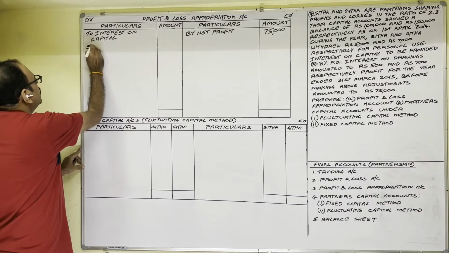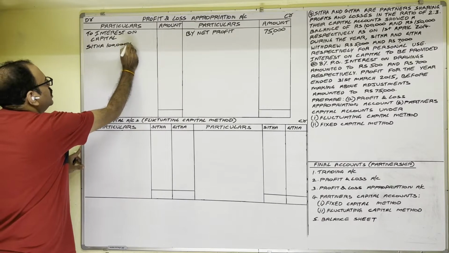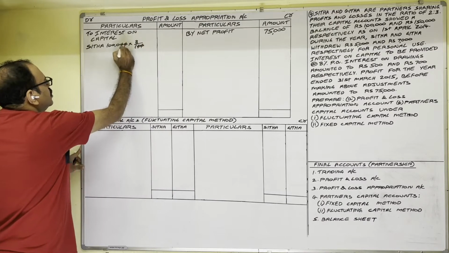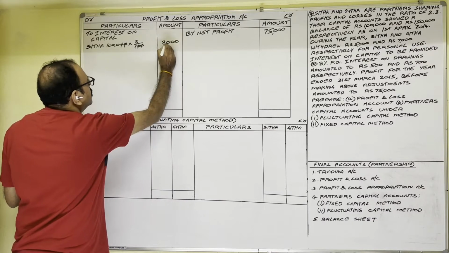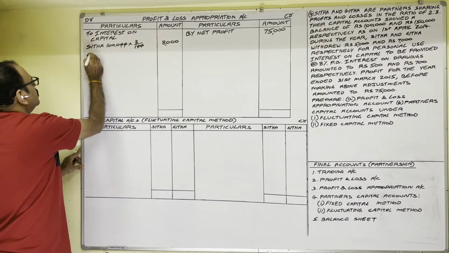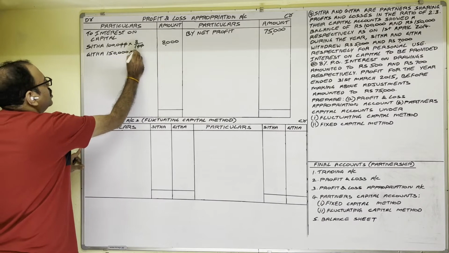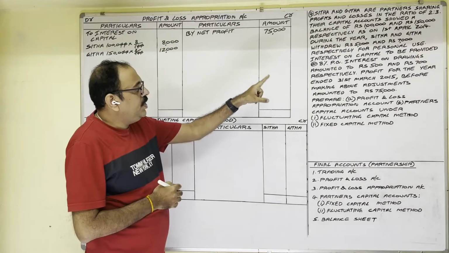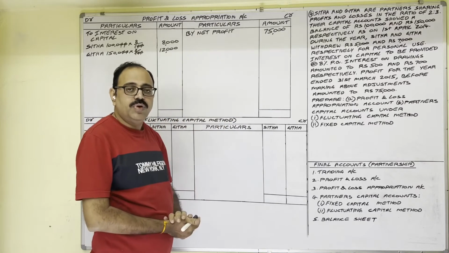First, Sita. She brought 1 lakh rupees capital. On that, at the rate of 8%, 8,000 is her interest on capital. Next, Geeta. She brought 1,50,000 rupees capital. On that 8%, 12,000 rupees. Next, interest on drawings amounted to 500 and 700 respectively.